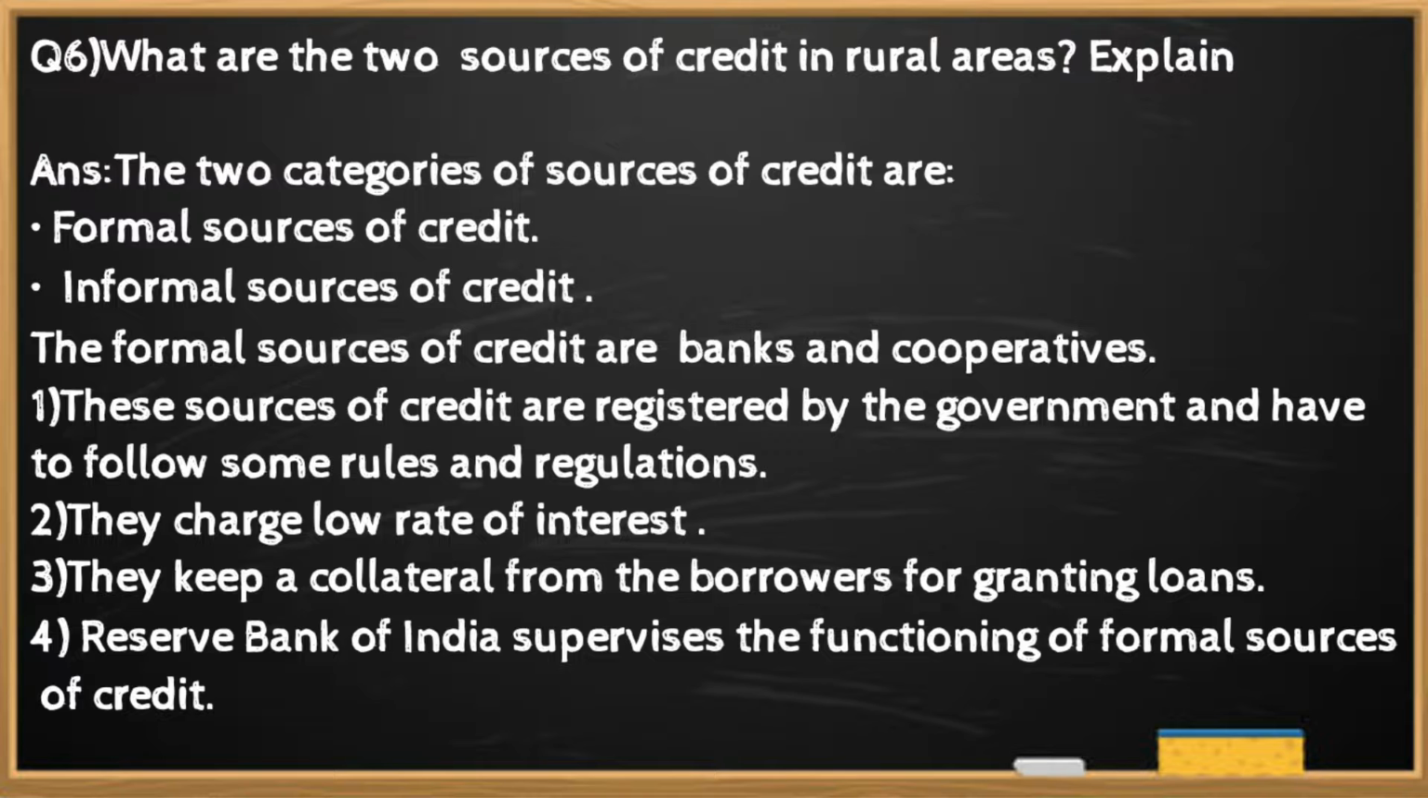Explain. And the answer is, the two categories of sources of credit are formal sources of credit and informal sources of credit. The formal sources of credit are banks and cooperatives. These sources of credit are registered by the government and have to follow some rules and regulations. They charge a low rate of interest. They keep a collateral from the borrowers for granting loans. Reserve Bank of India supervises the functioning of formal sources of credit.